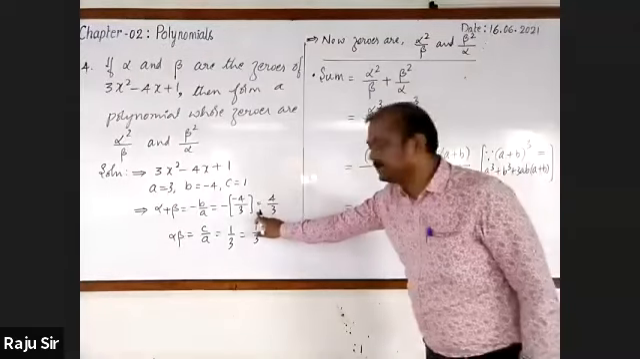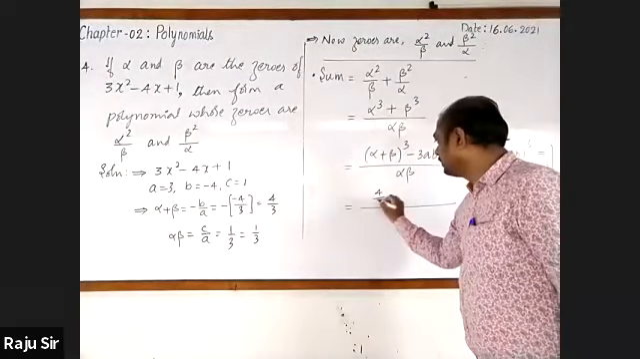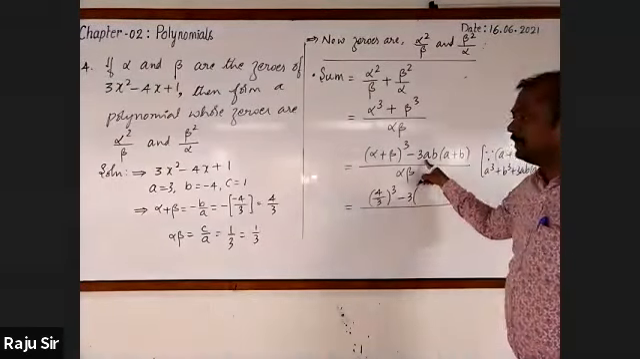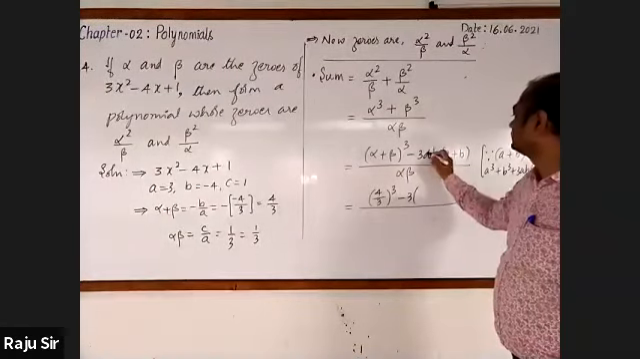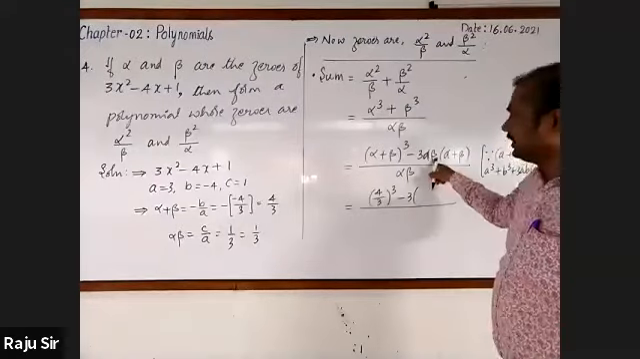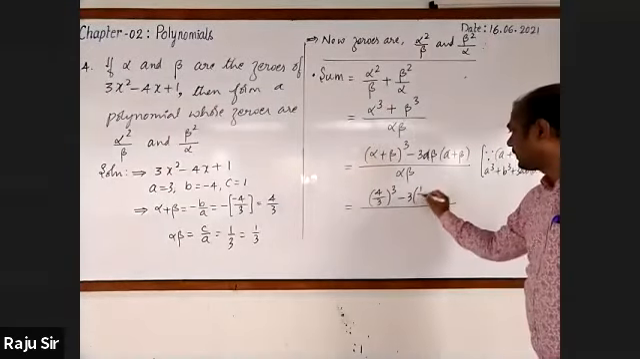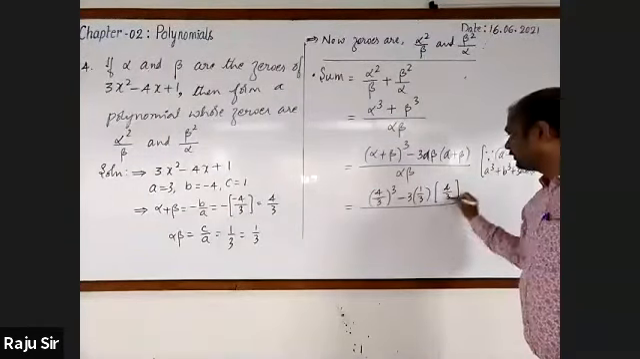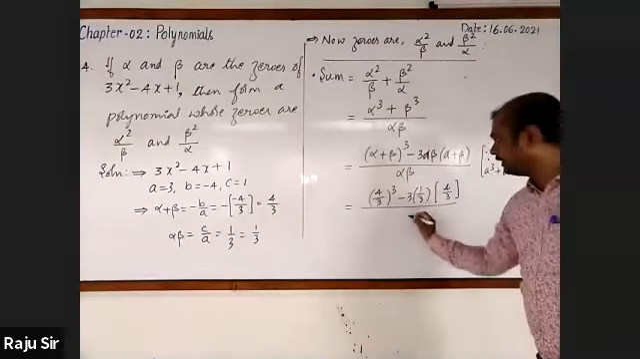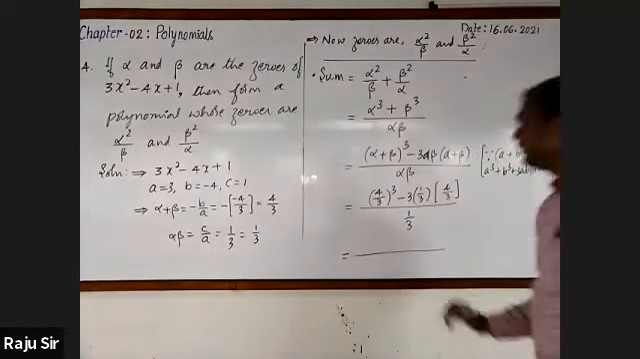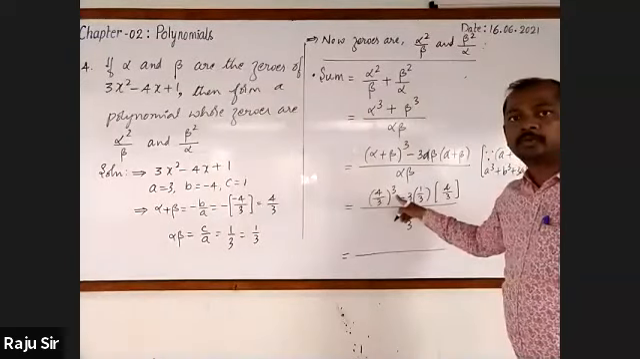We know that alpha plus beta is 4 by 3. Let me write the same. 4 by 3 whole cube minus 3 into alpha beta into alpha plus beta. Alpha beta is 1 by 3, into alpha plus beta, again 4 by 3, divided by alpha into beta, this is 1 by 3. Now 4 by 3 whole cube.